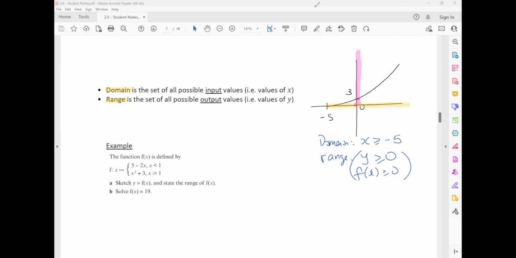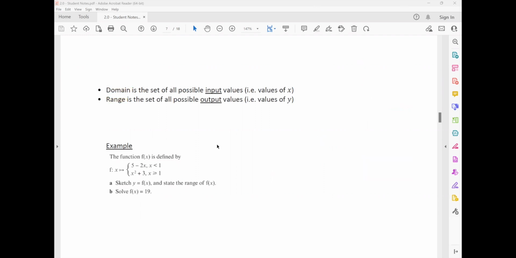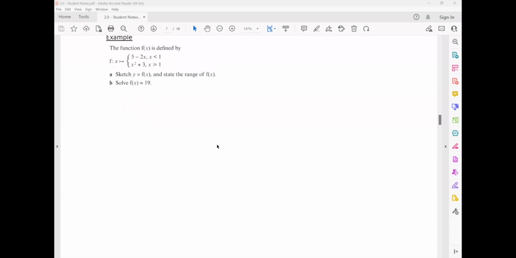Right, let's have a look at an example. The function f of x is defined by, now remember this is a mapping function, f colon x, and then this mapping symbol.